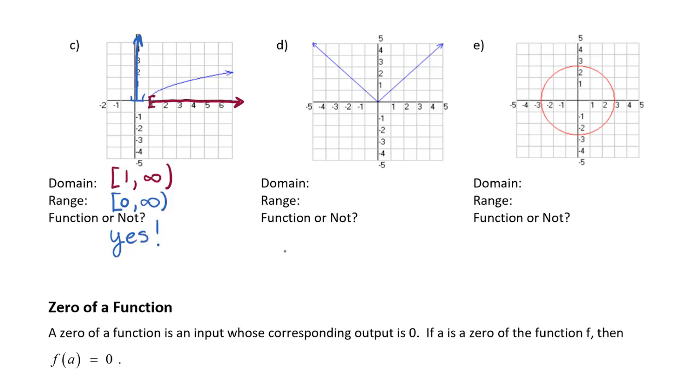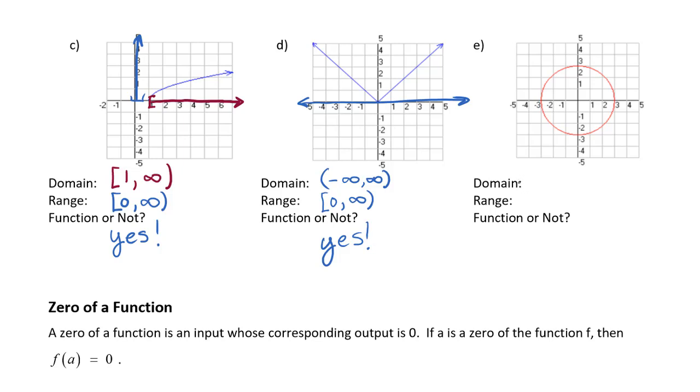For the second one, we have an absolute value. The domain would be all real numbers because there is a graph everywhere on this function. So our domain is open parenthesis, negative infinity to infinity. And our range is 0, and we're going to include 0. So open bracket 0, comma, positive infinity, close parenthesis. This is a function because it passes the vertical line test. So we'll say yes.